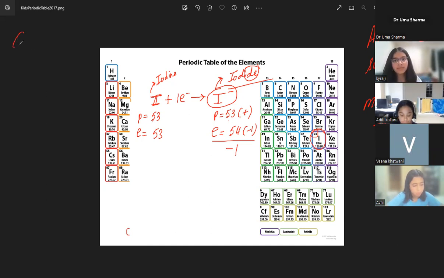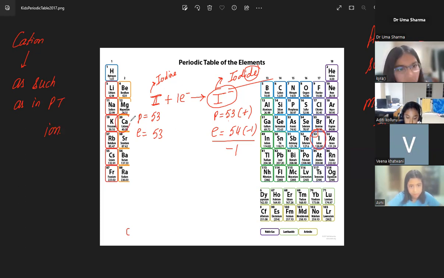Let's see the name of the cation. Their name will be as such, as in the periodic table. Only thing is that you will write ion at the end. You put ion at the end. Like for example, check this, calcium. What can calcium do? Calcium, children.